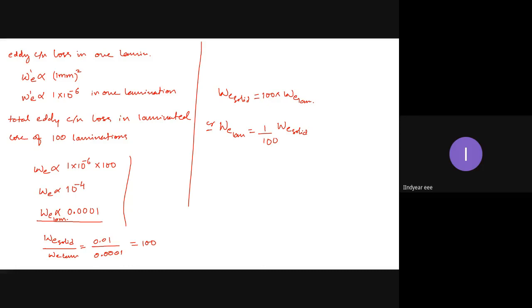Such a huge amount of eddy current losses will occur in the core that the core will melt. To that extent, temperature rise will occur. So the laminated core is the only solution to reduce eddy current losses. However small or large the electromagnet, all the cores are laminated.